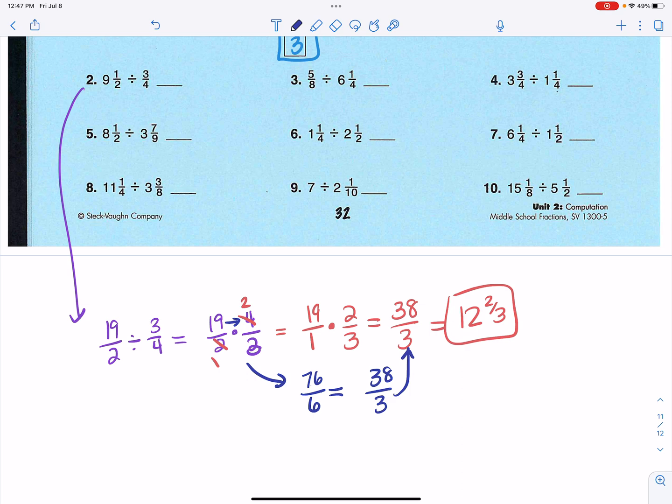Look, you get the same answer. So it doesn't matter if you simplify or not. I don't really care. I'm just showing you both. Okay, if I thought one was better than the other, then I would tell you that.